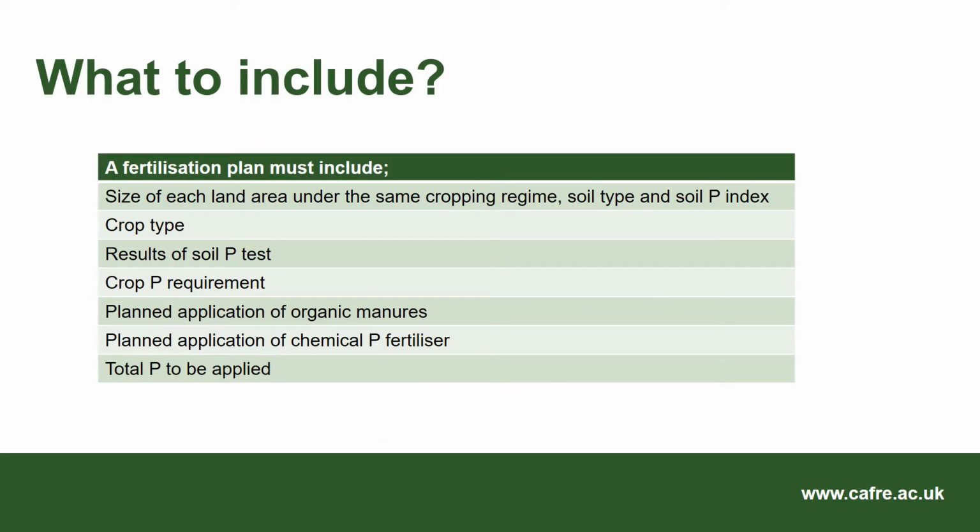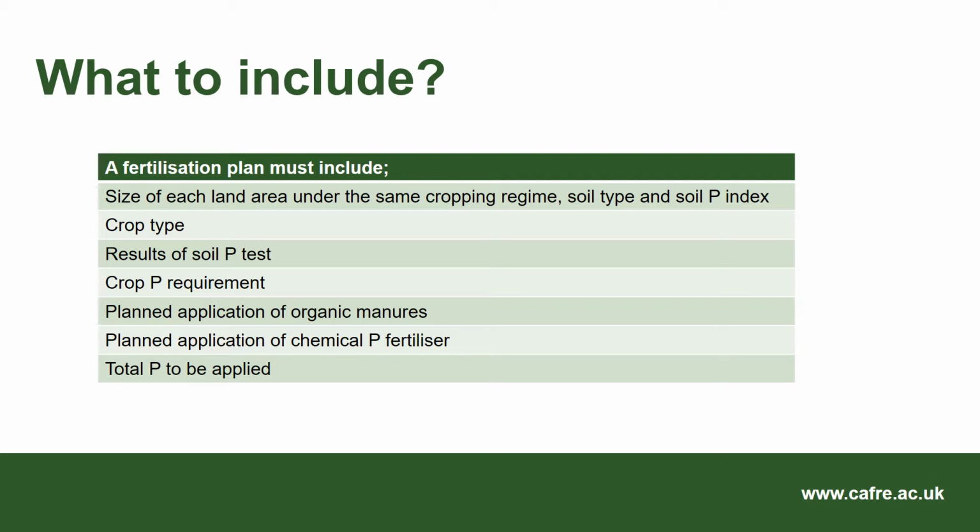A fertilisation plan for non-derogated farms must include the following: size of each land area under the same cropping regime, soil type and soil P index. For example, silage ground with similar soil type, the same P index and receiving the same fertiliser treatments can be treated as one cropping regime, meaning that this ground can be treated as one block as opposed to completing plans for individual fields which have the same crop and nutrient status. Crop type simply includes the crop being grown, for example grazing, silage or spring barley.